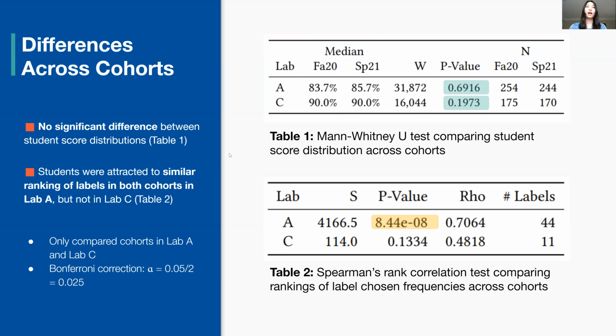However, even though the student score distributions are statistically similar, students were actually biased towards the same ranking of misconception labels only in lab A, but not in lab C. As we can see in table 2, only lab A's p-value is actually significant.